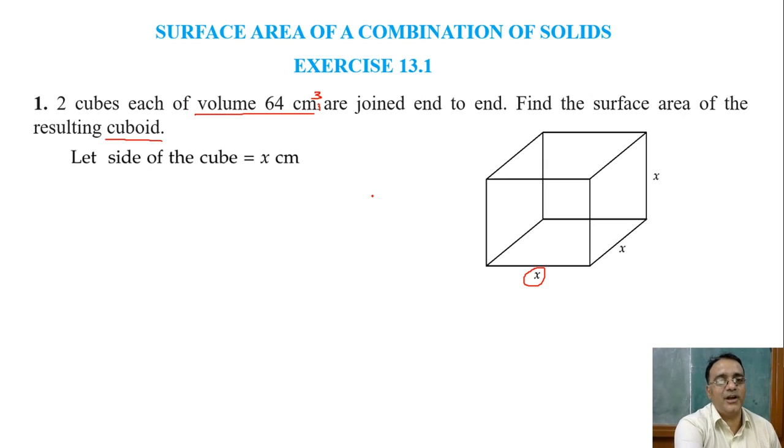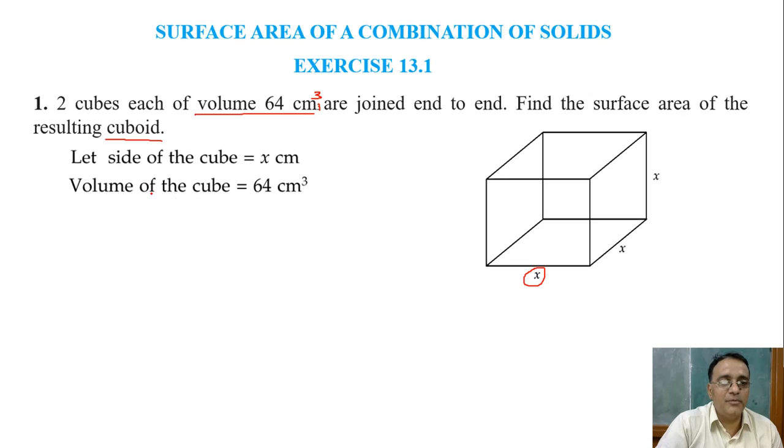Now what is the formula of volume of a cube? Right. So volume of cube is given 64 centimeter cube. So यहाँ पर साइड हम लोग x लिए, so volume will be x cube is equals to 64 and x will be cube root of 64. What is the cube root of 64? 4 centimeter. 4, right? 4 centimeter. So we got the value of each side.